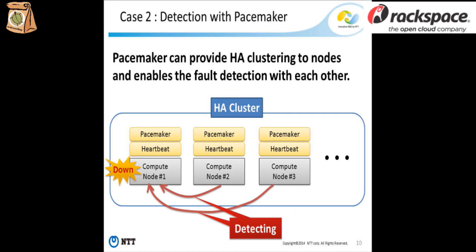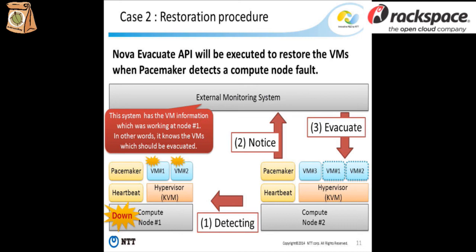We can detect the fault with Pacemaker and Heartbeat. Pacemaker can provide HA clustering to nodes and enables fault detection with each other. We have adopted this restoration procedure. This is similar to case 1.1, but using the evacuate API instead of recreate.